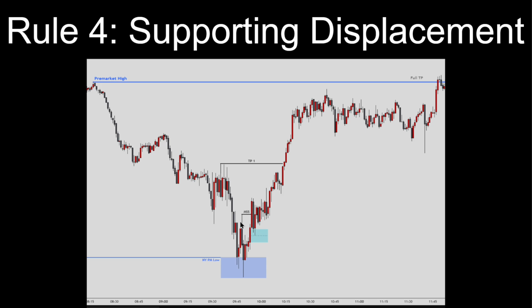Now that's going to be the most ideal scenario. When you can displace above a market structure shift is the best. Now think of liquidity sweeps versus liquidity runs. If you sweep that market structure shift, although it's taught as a valid market structure shift, we're still preferring that price runs above it.